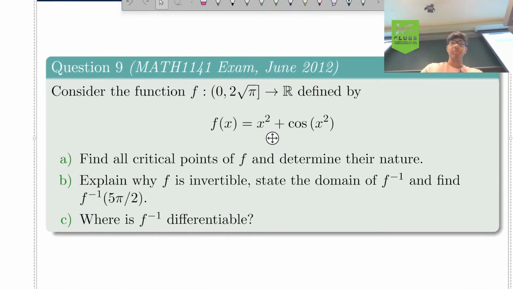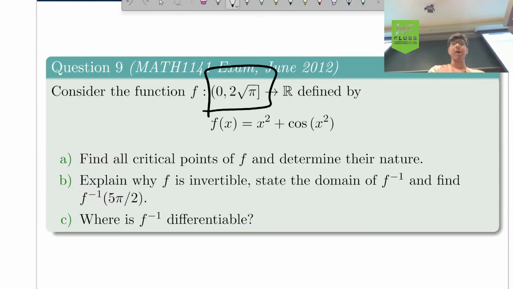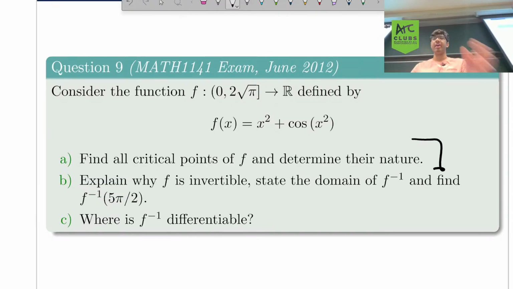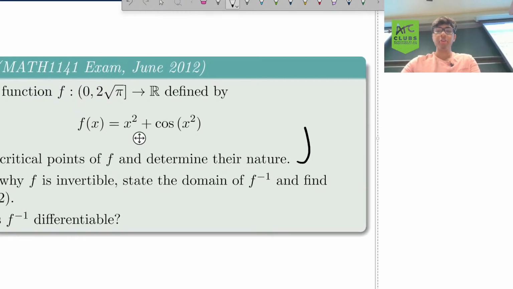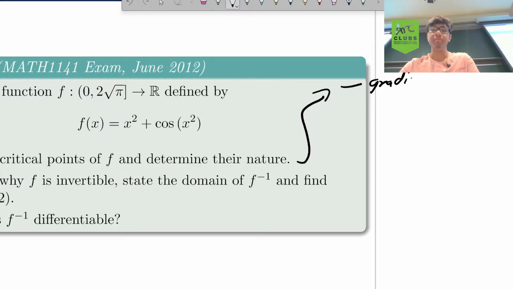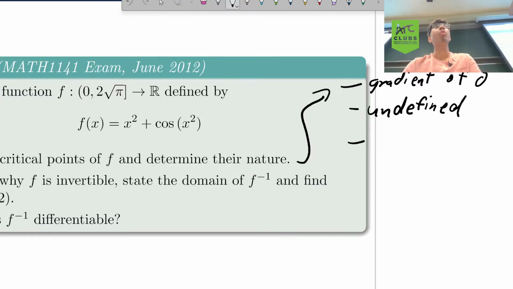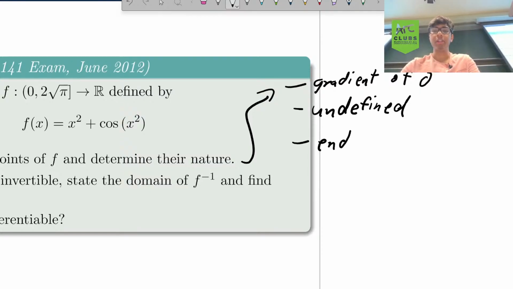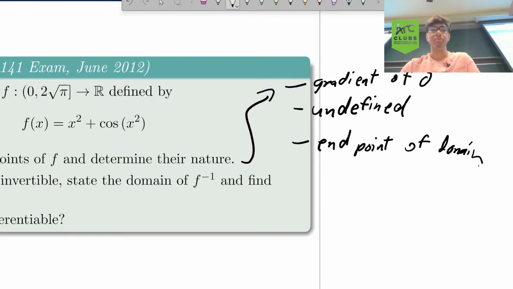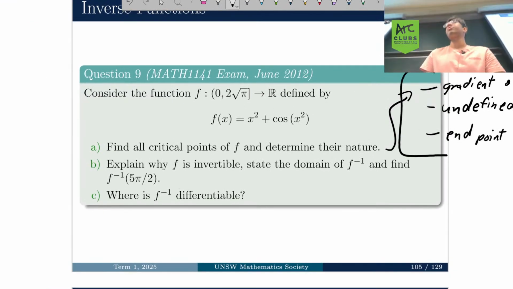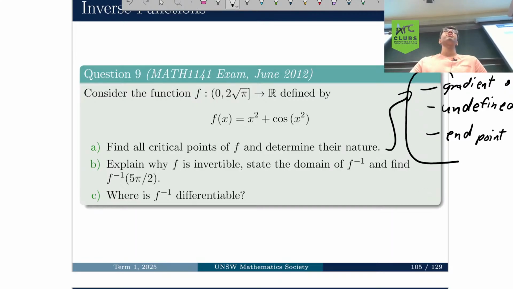Question 9 here, what do we have? Consider this function from these bounds, f(x) equals this. Find all critical points of f and determine their nature. What is a critical point? A critical point is one of three things. It either has a gradient of 0, it is undefined, or it is an endpoint of our range. These are the three things, and it has to be one of them to be a critical point.